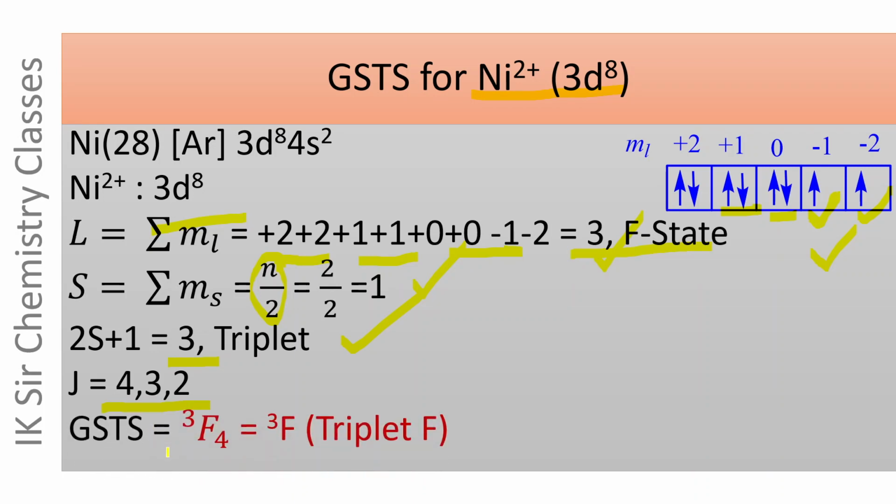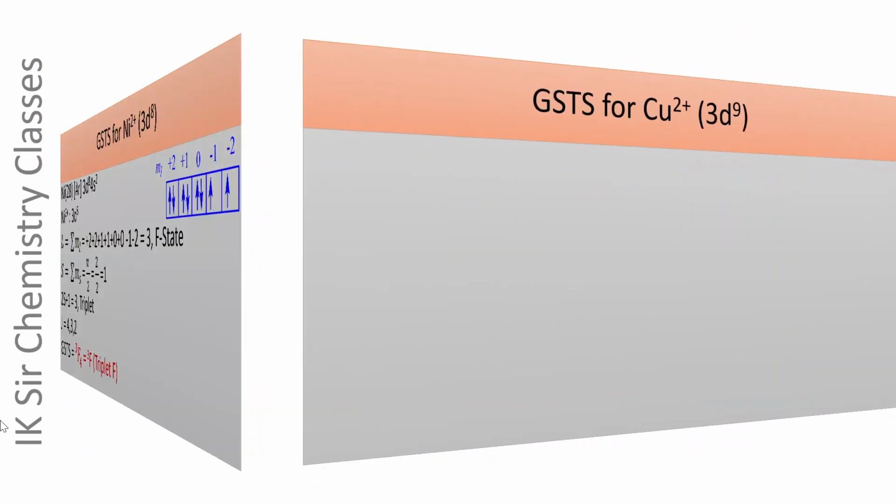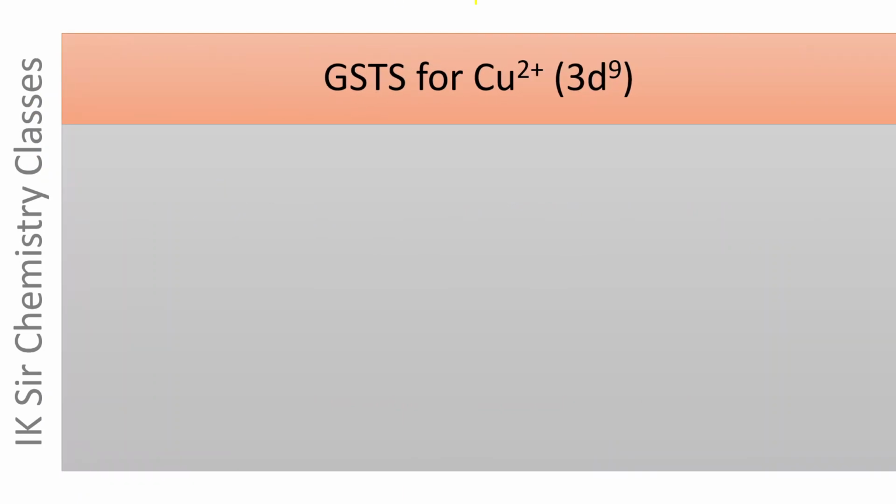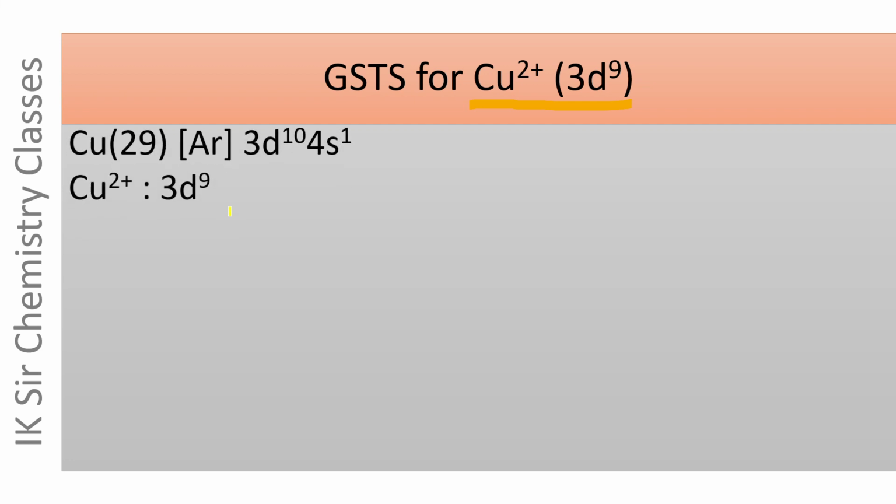The ground state term symbol for Ni2 plus ion will be triplet F4. Triplet F4, which can be simply written as triplet F. Here the maximum value of J is selected for the ground state because the subshell is more than half filled. And let us now derive the ground state term symbol for Cu2 plus ion having 3d9 electronic configuration.